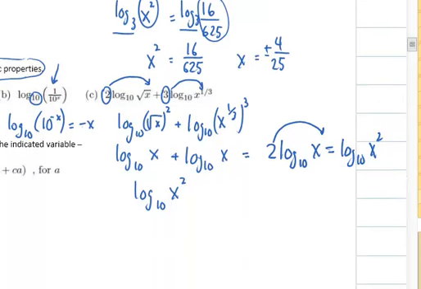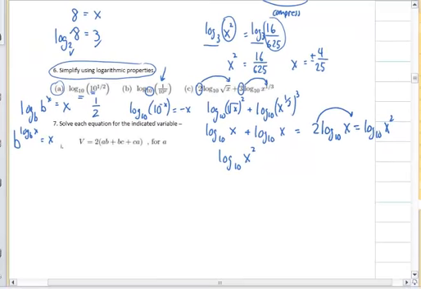Now we have a new type of problem to work on. Solve for the indicated variable. Solve for a in this case. So this one, we don't care about. This is basically like a volume equation, and we want to just solve for a. So we've got to basically distribute the two.